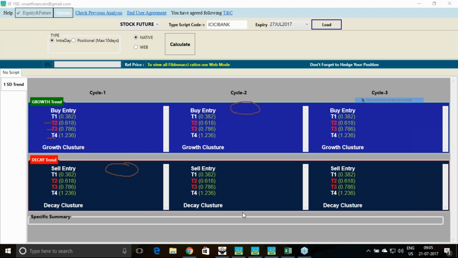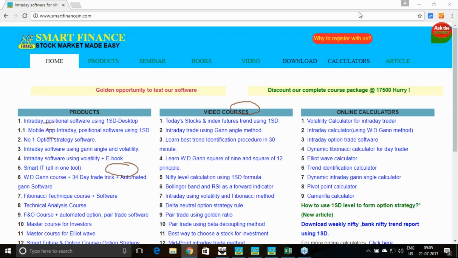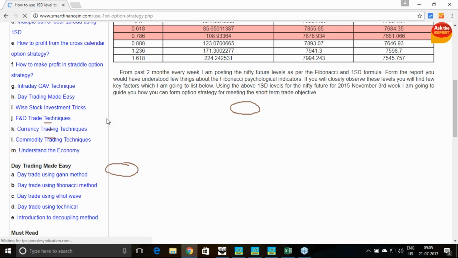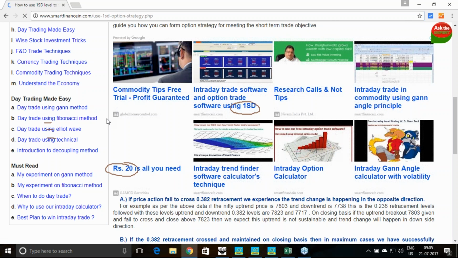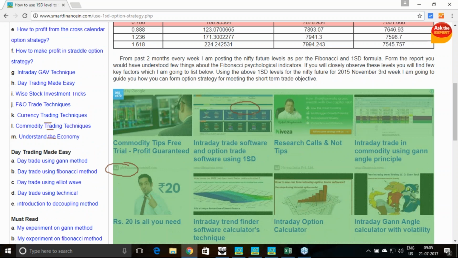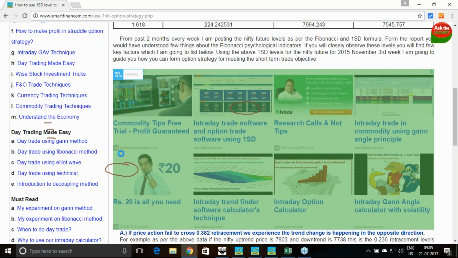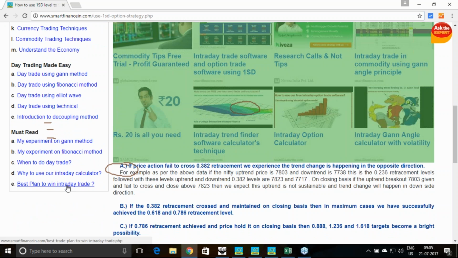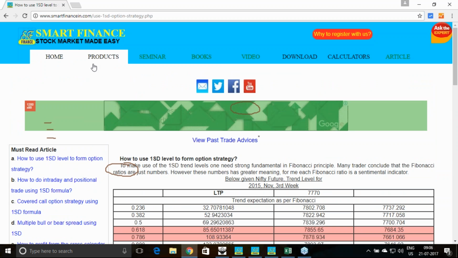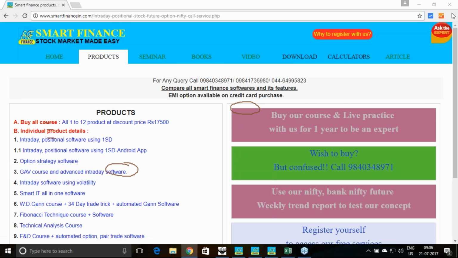If you are a visitor of our website smartfinancing.com, there is an exclusive article section where we have given various techniques of intraday trade, when to do intraday trade and when not to, how you can plan your intraday calculations, and how you can do the intraday things. All those concepts are explained.